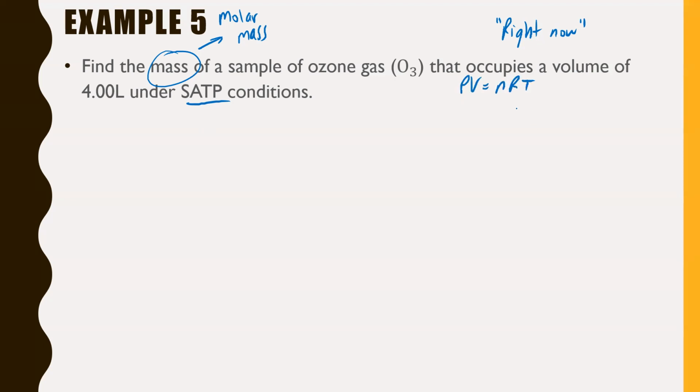Now, with PV equals nRT, if you solve for your number of moles, you could then jump to your molar mass and solve for your mass. Nothing wrong with that at all. I would imagine some of you probably actually did do that. But there is a quicker way.